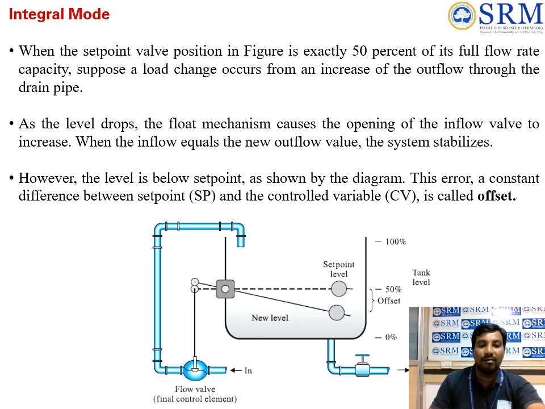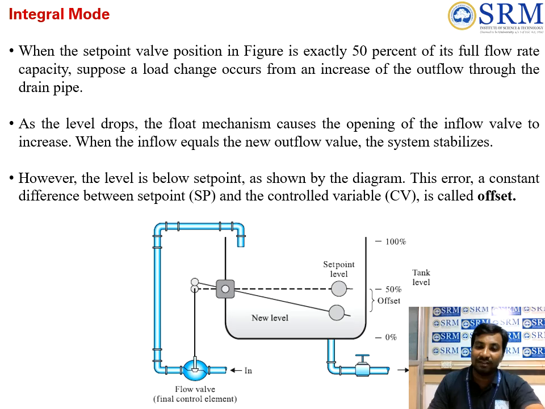The next one is the integral mode. Suppose the set point valve position in the figure is exactly 50% of its full flow rate capacity. If a load change occurs from an increase of output flow through the drain pipe, as the level drops, the float mechanism causes the opening of the inflow valve to increase. When the inflow equals the new outflow, the system stabilizes. However, the level is below the set point as shown by the diagram.